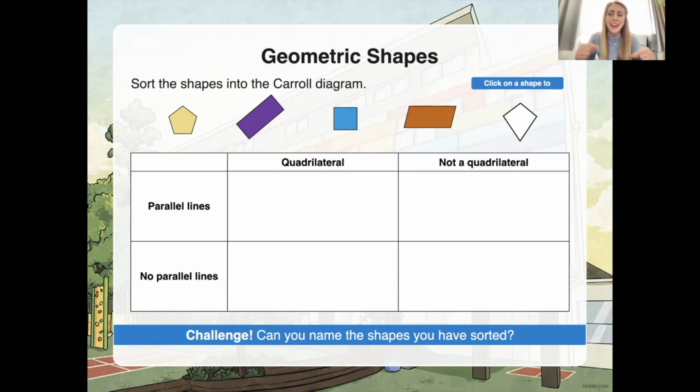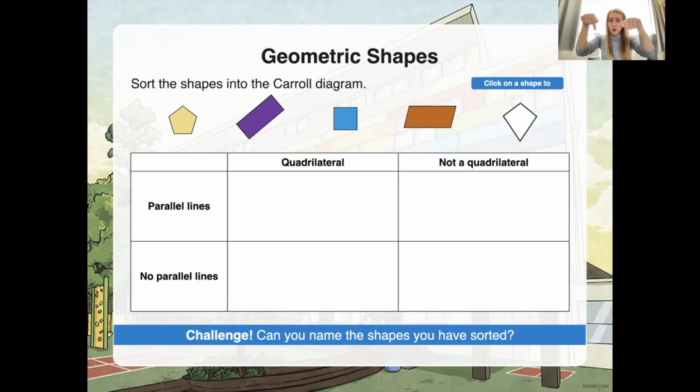But then we're also going to sort them again by reading lengthways. We've got to sort out shapes that have parallel lines and then shapes that have no parallel lines. So we're going to have to look at every shape individually and really understand the different properties and the different vocabulary that's associated with it. So looking first at the yellow shape, that's a five-sided shape, so it's a pentagon.